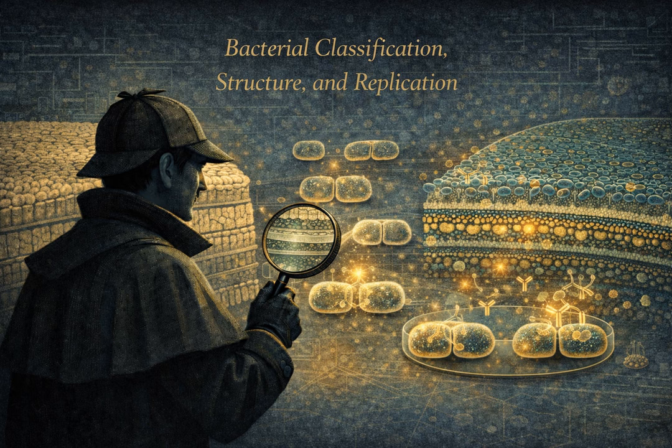So visualize a medieval castle. It has one single, massive, incredibly thick stone wall. That wall is peptidoglycan. In a gram-positive organism, this layer is enormous. It can be 150 to 500 angstroms thick. It's just layer after layer after layer of this cross-linked mesh. It's a simple design, but it's incredibly strong.